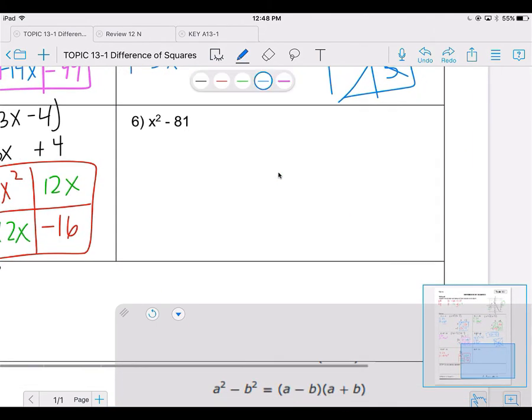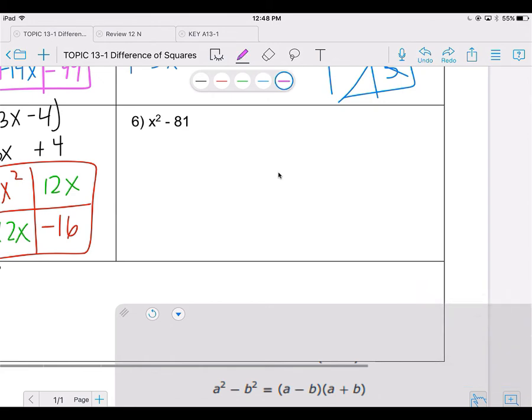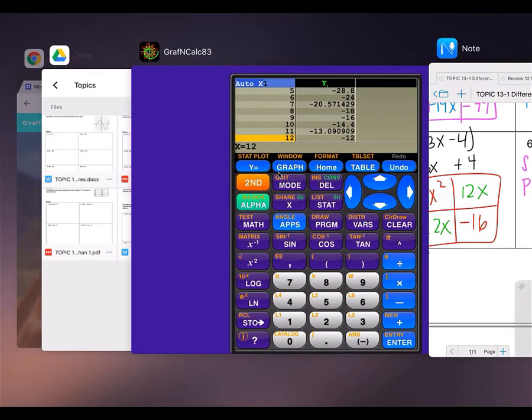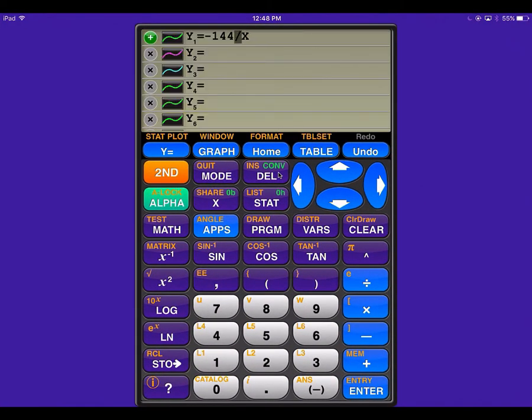Problem 6 is my last one. So we have x squared minus 81. These do not have a GCF because we have a 1 and no x's are repeated. So I can go straight to my box. My product is the negative 81x squared. Sum again is still 0 because there's nothing listed. So I put negative 81 in my calculator.